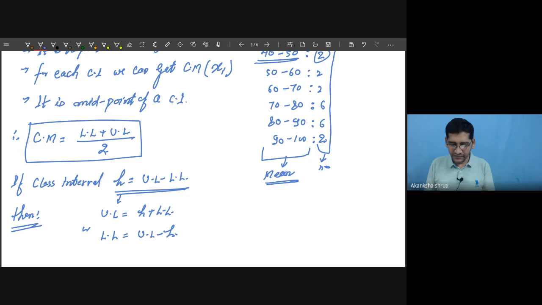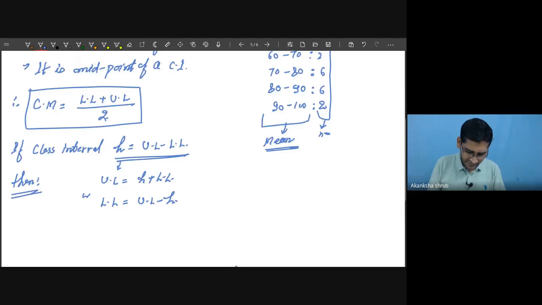Why am I rewriting it in this way? Questions are asked directly in your MCQs in formula form. So the class mark need not be given as upper limit plus lower limit by 2. It may be given in another form, in terms of the class interval h, and then how this formula gets modified, that we want to derive. What is h here? h is our class interval. So whether CI is written or h is written, they mean the same thing.